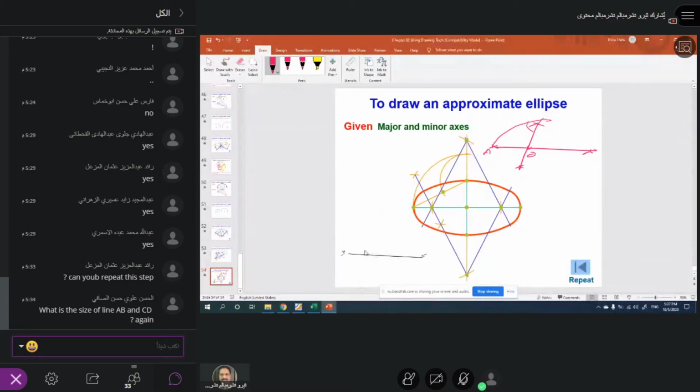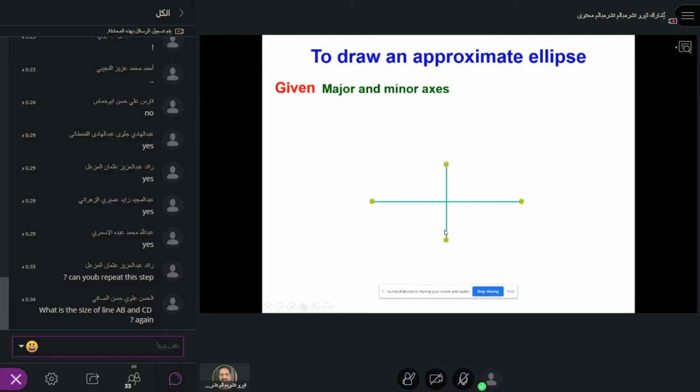Let me show you again. Okay, now watch it carefully again. So this is the first step, major axis and minor axis, and then join these two together, the major and minor, extend the minor line, take the center O and OA as the radius and draw the circle. Do you understand? So this is O and this is A, this is B, and this is CD. All of you understand, right?